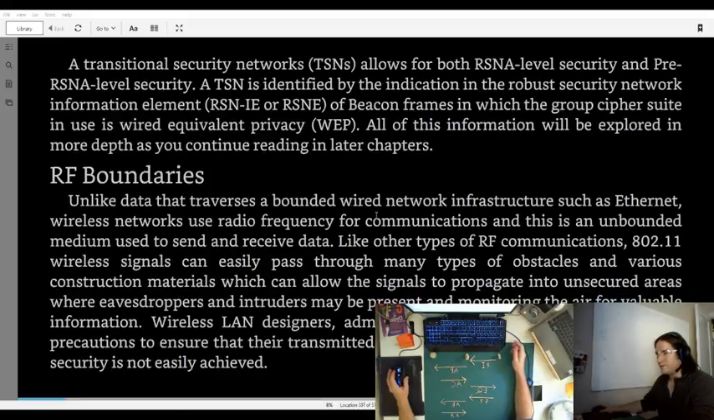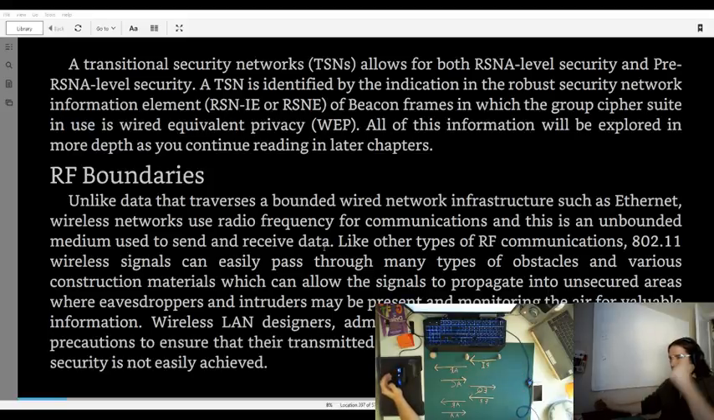RF boundaries. Unlike data that traverses a bounded wired network infrastructure such as Ethernet, wireless networks use radio frequency for communication, and this is an unbounded medium used to send and receive data.